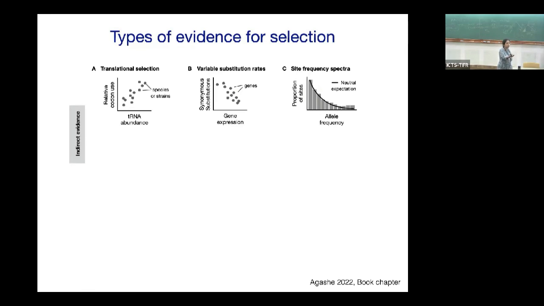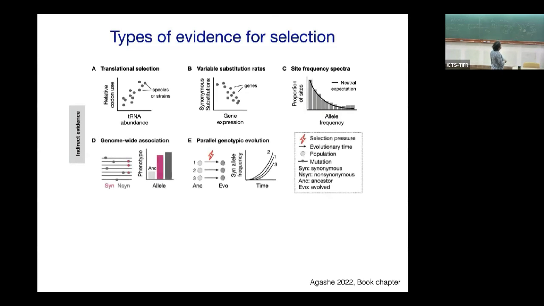Because they just arose, they're kind of bouncing around by drift, they're neutral alleles. Now, relative to that, if I find that some alleles are at higher frequencies, that might suggest that maybe these are alleles which are under positive selection. Does that make sense to people? Yeah? Okay. You can do genome-wide association studies.